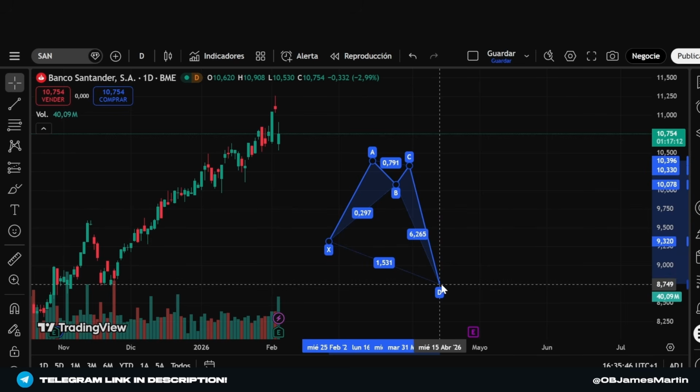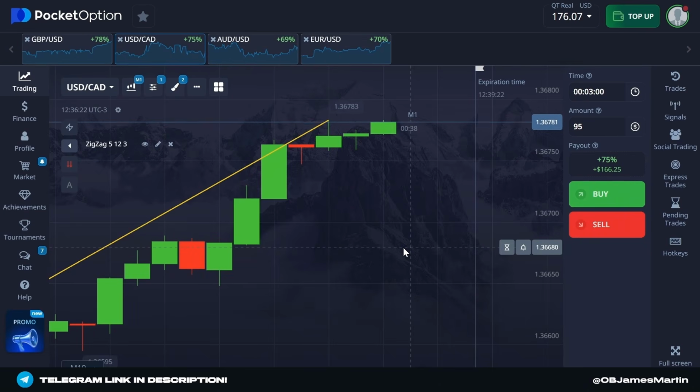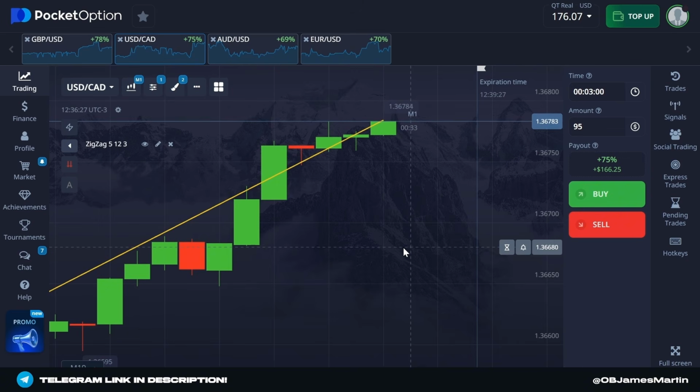Alright, so this is the crab pattern. And that's the bat pattern. Wow. That's how simple those patterns are. Well, later on I'll be making videos that completely explain those specific patterns. So that is good.